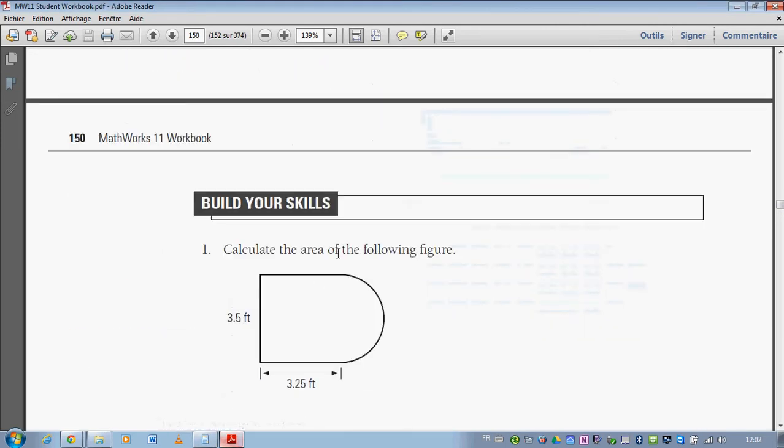At this point, you can pause the video and try out the Build Your Skills questions on page 150 of your workbook.